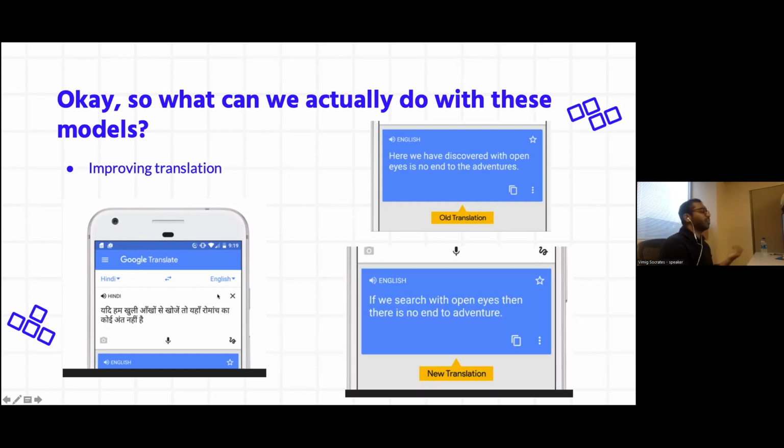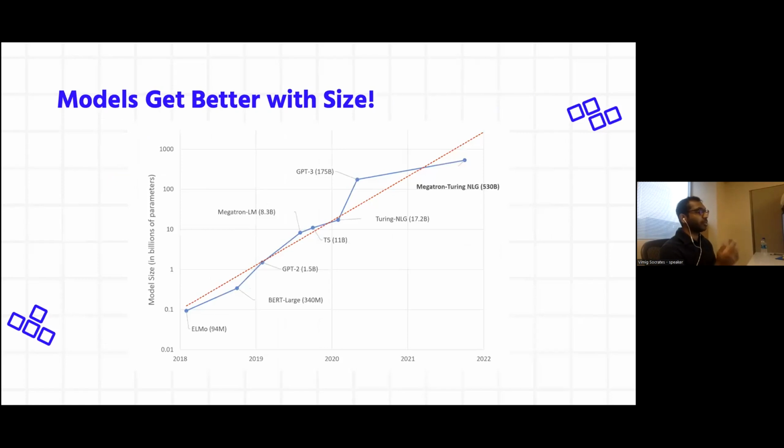So now, if we translate this sentence using transformers, we can see that the outcome is, "If we search with open eyes, then there is no end to adventure." So this is another example of where these models work really, really well, and they've made our lives a lot better.